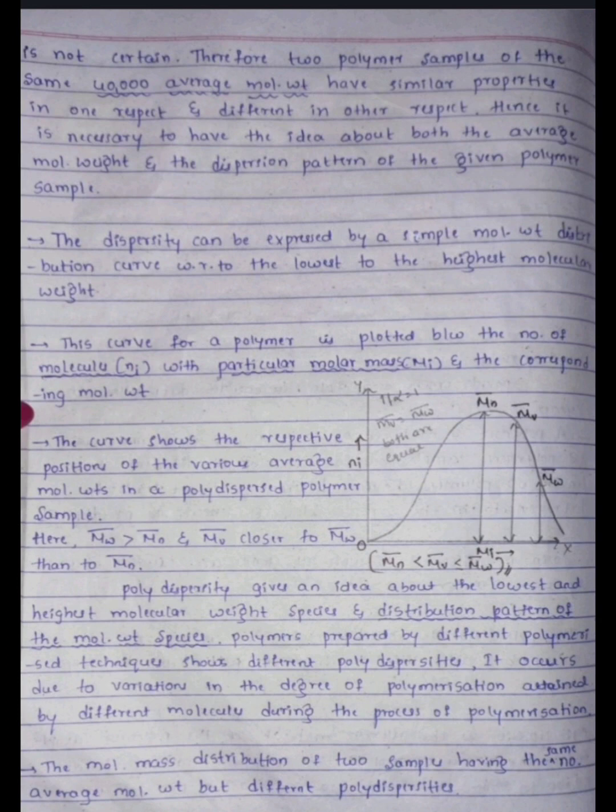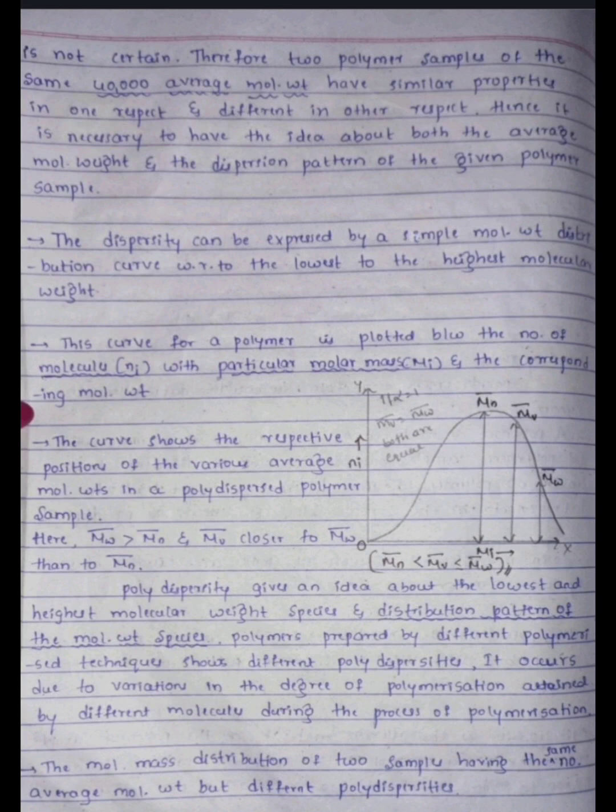You can observe the graph in the slide, which shows the average molecular weight, number average molecular weight, and different types. The given curve also shows the partial molecular masses. The curve shows the respective positions of various average molecular weights in a polydisperse polymer sample. That is, molecular weight is greater. Polydispersity gives an idea about the lowest and highest molecular weight species and the distribution pattern of the molecular weight species.